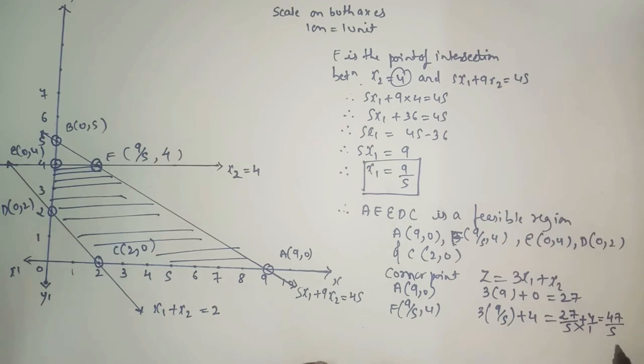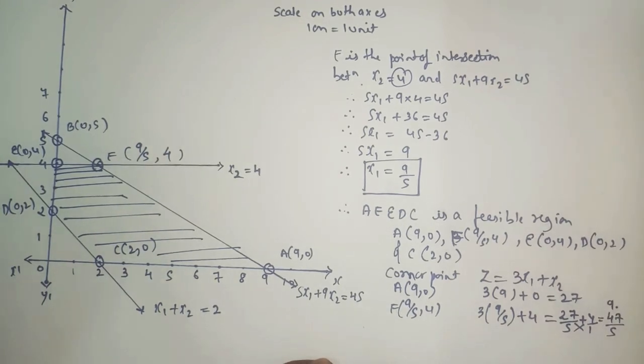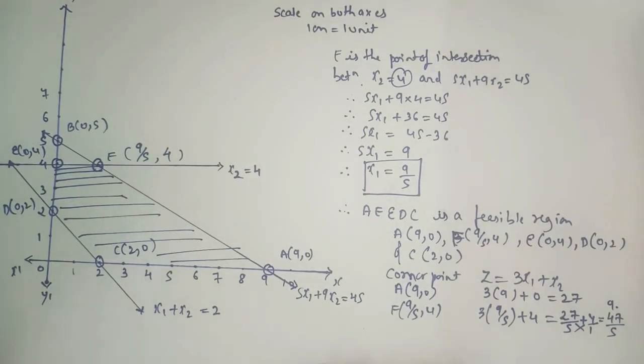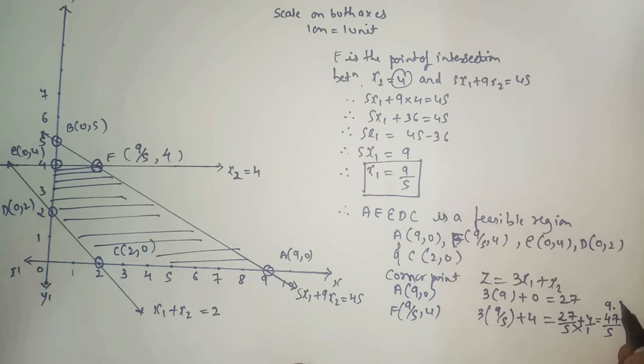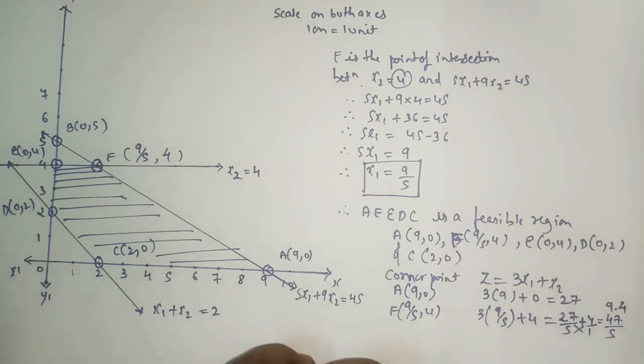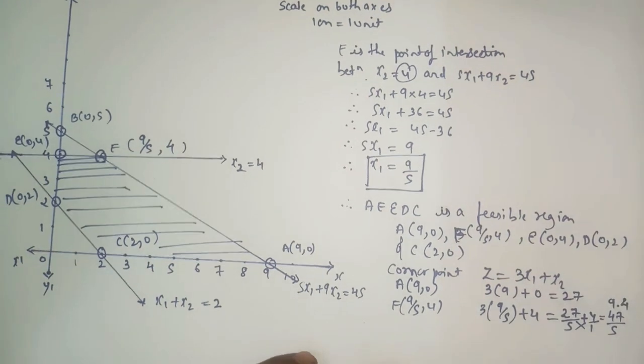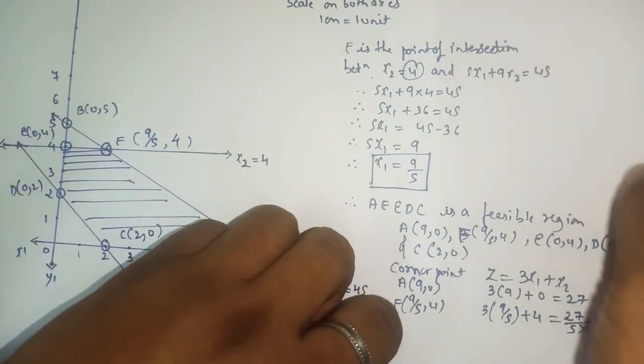So 47 upon 5 means it will be what, 9 point, as 5 nines are 45. Yes or no? So you will get 9 point 20, you will left it to 20, so 5 fours are 20, so 9.4 you will get for this second point. So we'll check the third one.